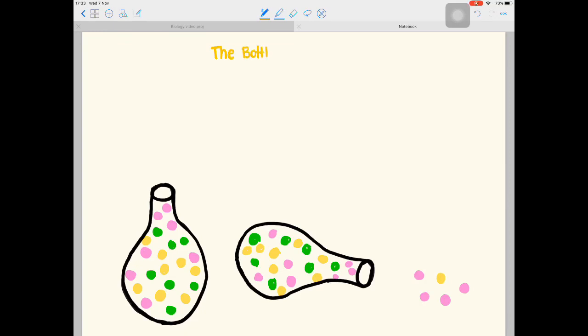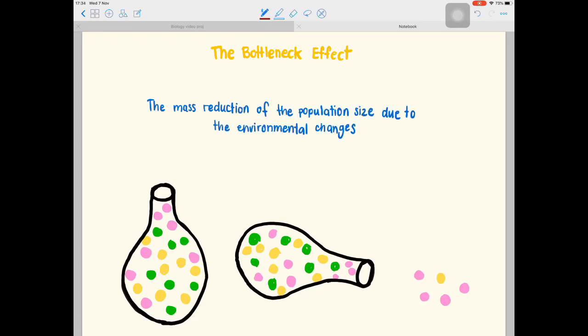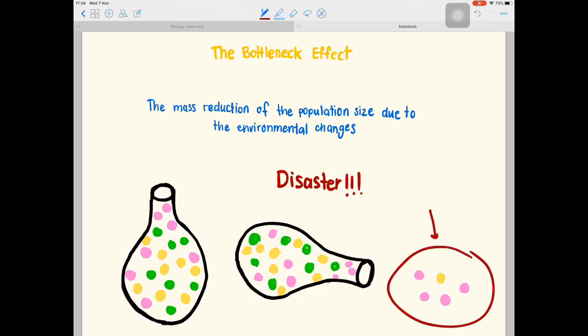The bottleneck effect is the mass reduction of the population size due to environmental changes. The marbles inside this bottle are the alleles in the population, and when a disaster occurs, it kills a large number of the population. However, those pink and yellow marbles are the surviving population, which are likely to have a different genetic makeup from the original population.